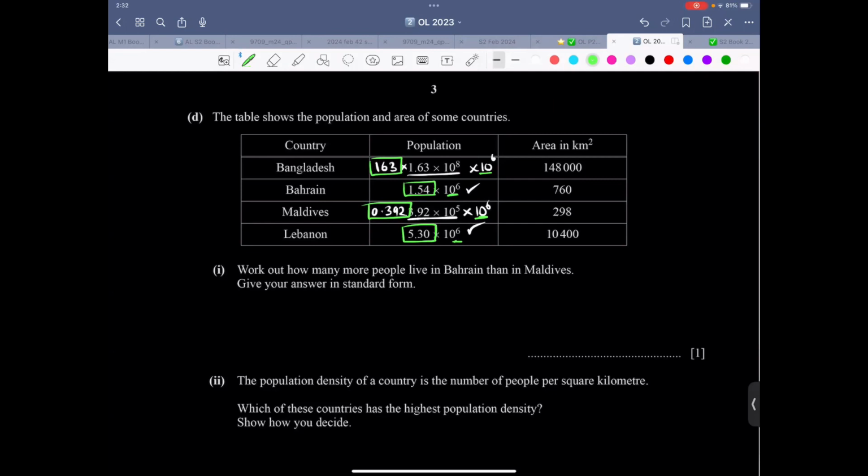Work out how many more people live in Bahrain than in Maldives. So for the first part, this is Bahrain versus Maldives. So this is 1.54 minus 0.392. And when I do the subtraction, what do I get? This comes out to be 1.148. Since the powers are already the same, this is basically times 10 to the power of 6. It's already in the standard form. 1.148 into 10 to the power 6.